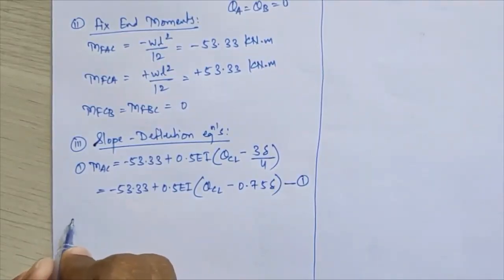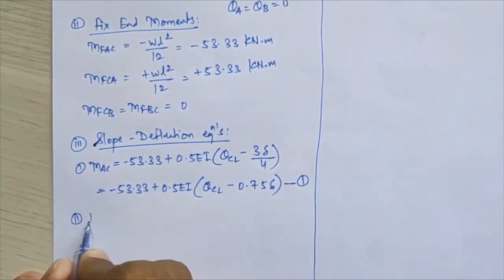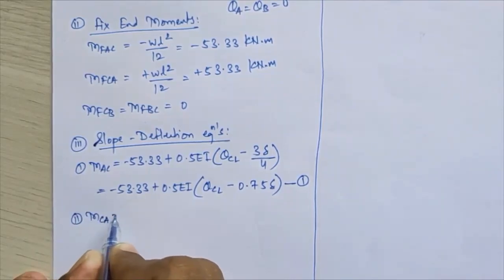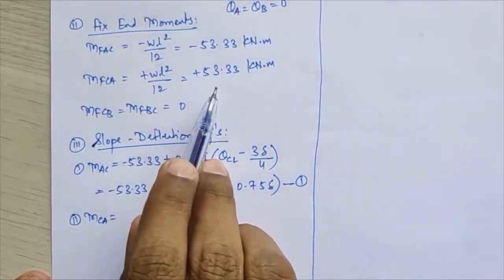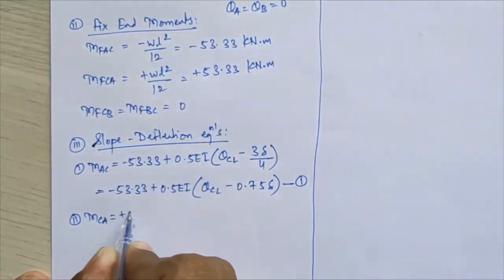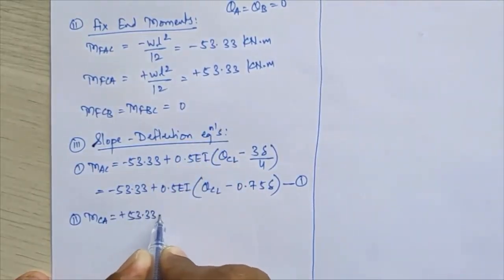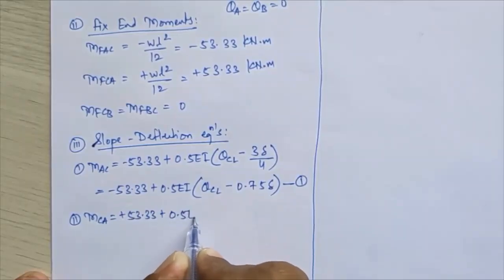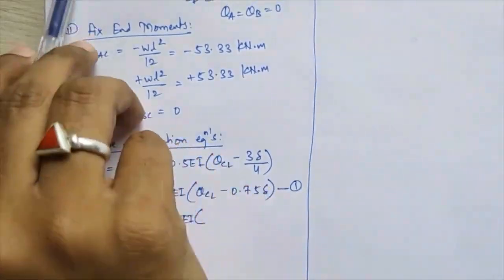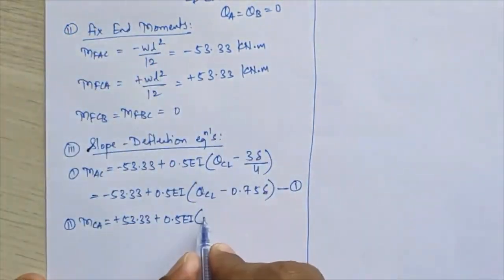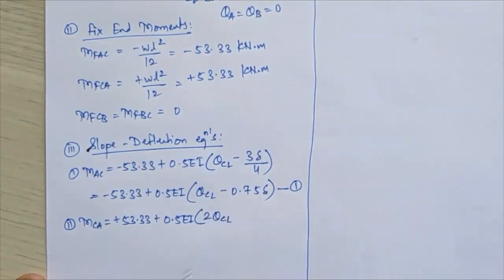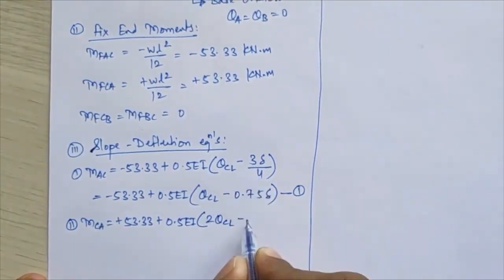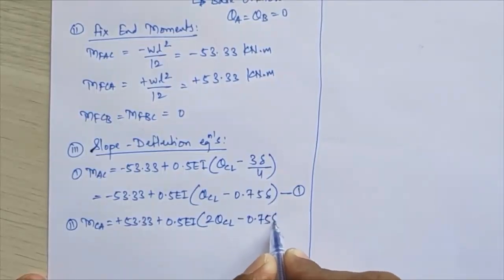Now we'll move to the next member, that is MCA. Again for MCA, the fixed end moment we have calculated is plus 53.33 plus 2EI upon L, which will again be 0.5 EI into bracket. Now your far end will be A and the near end will be C, so this will become 2 times theta CL minus 0.75 of delta.